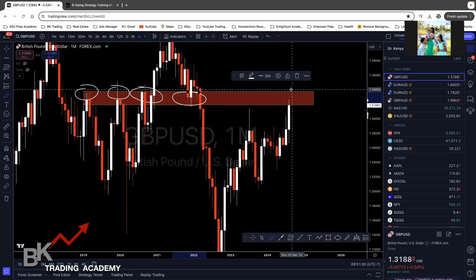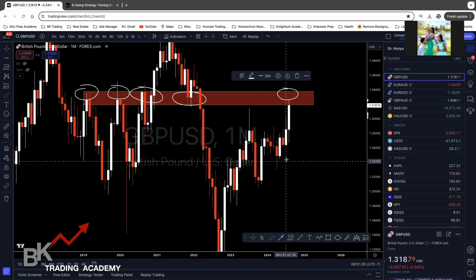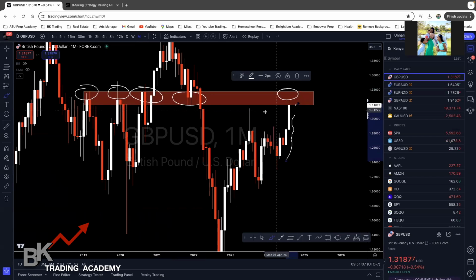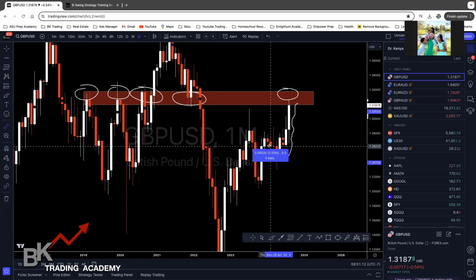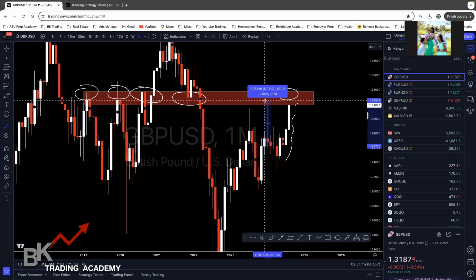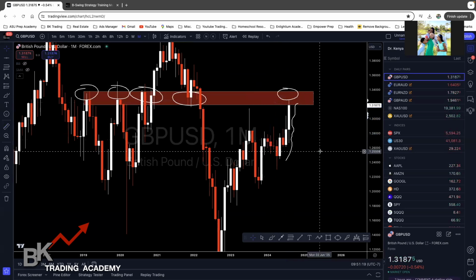We are looking now for sellers to come in and for there to be aggressive selling, because look how long buyers have been controlling the market for the last 2 or 3 months. So price has gone up from 1.2622 to 1.3265 or so. That's about a 636 pip move over 2 months.